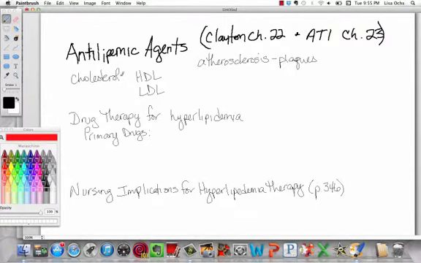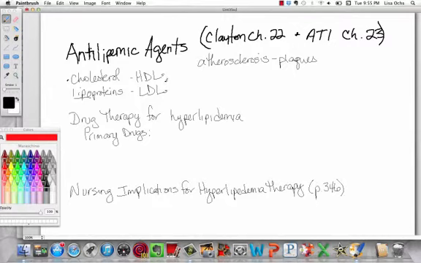So anti-lipemic agents look to decrease the level of cholesterol in the body. The cholesterol molecules in the body are bound to proteins, what we call lipoproteins, and they're found in 5 different types. Remember, lipids are fats, so when they're bound to proteins, we call them lipoproteins. The 2 types that we're most concerned with are high-density lipoproteins, or HDLs, and low-density lipoproteins, or LDLs.